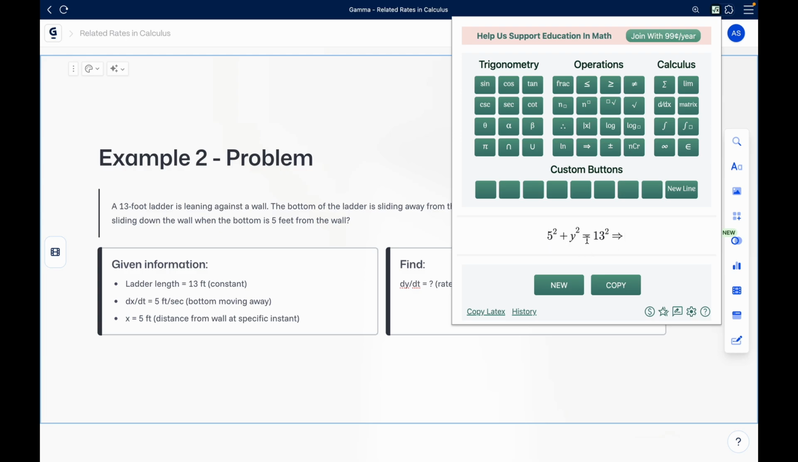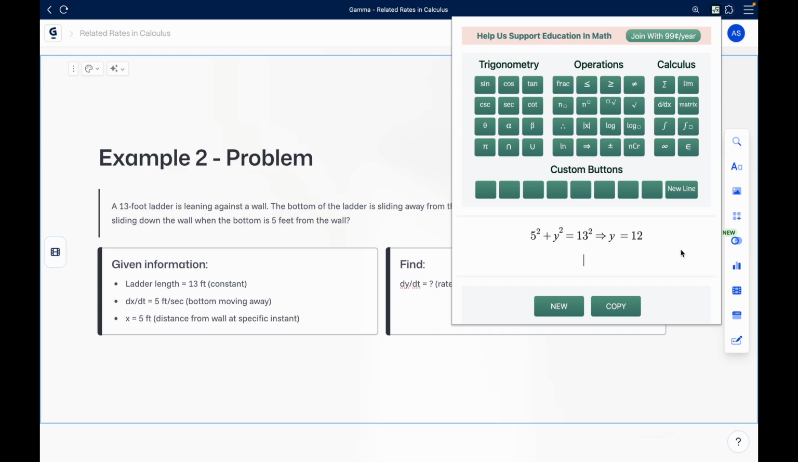Alternatively, you could evaluate it like this. y squared is equal to 13 squared minus 5 squared. So y squared is equal to 169 minus 25. So y squared is equal to 144. Take the square root of that and you get 12. So y is equal to 12. That is y.